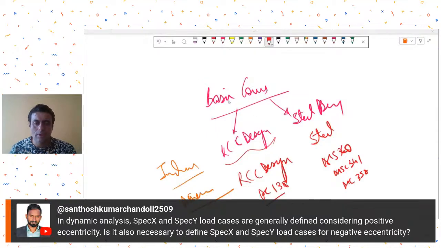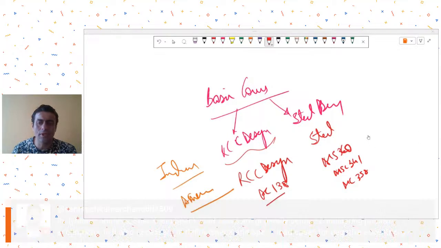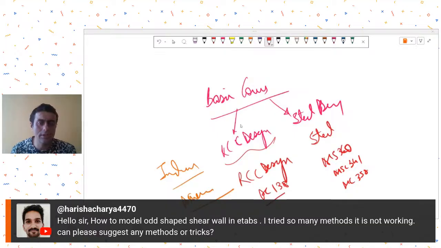Mr. Santosh Kumar Chandoli is asking, in dynamic analysis, spec X and spec Y load cases are generally defined considering positive eccentricity. Is it also necessary to define negative? So if you are doing it in ETABS, at least for dynamic cases, you need not define negative or positive values of eccentricity. You just give the eccentricity value, and then ETABS will consider all the possible eccentricities, that is plus minus, internally. So no need to separately define any positive or negative eccentricity value.